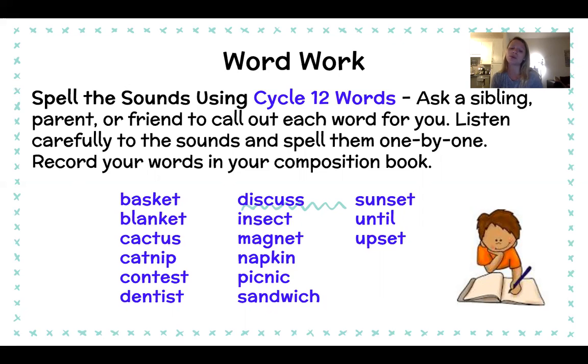So it's very similar to our partner read and write we used to do at school, where one person would hold the words up and the next person would be writing them. So for example, I would be holding them up and I would be like, hey David, can you spell the word cactus? No? Okay, never mind. He would spell the word cactus and then he would check his work.